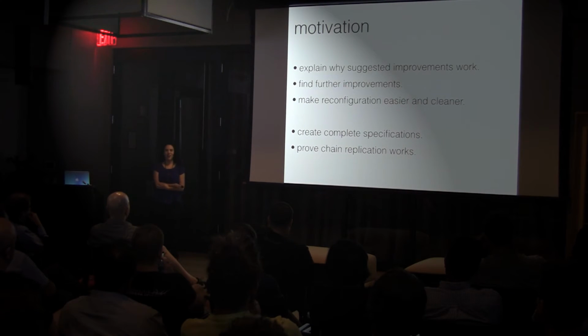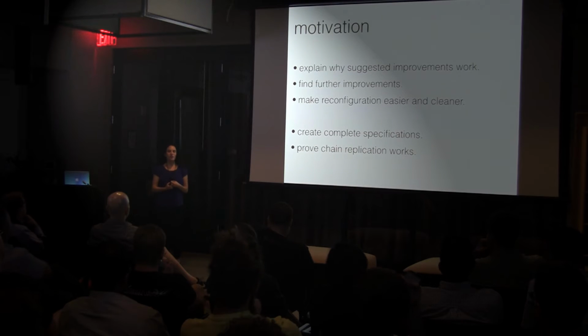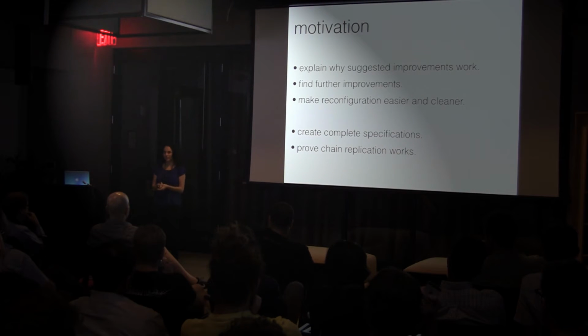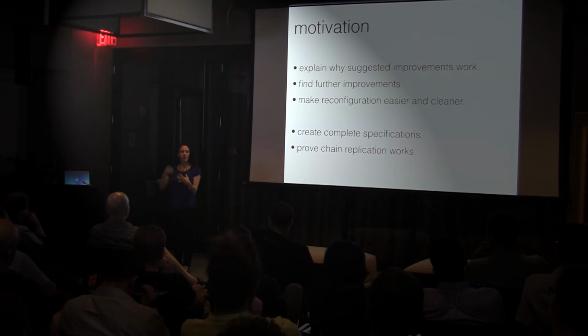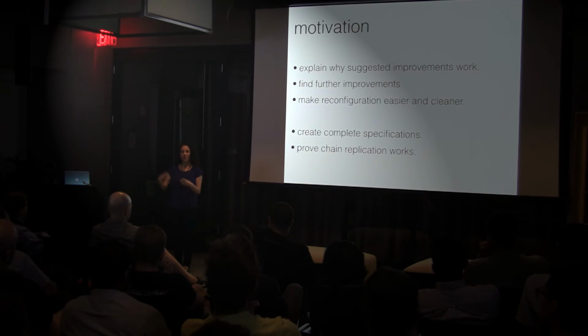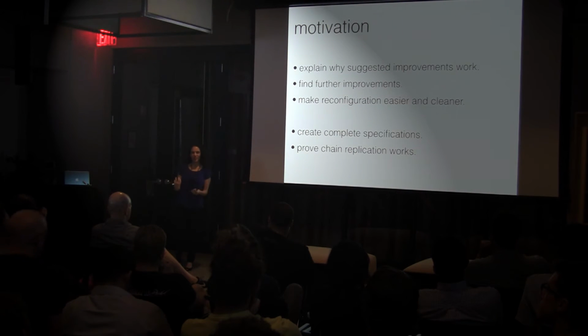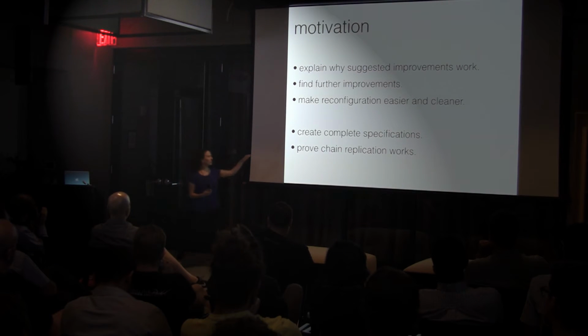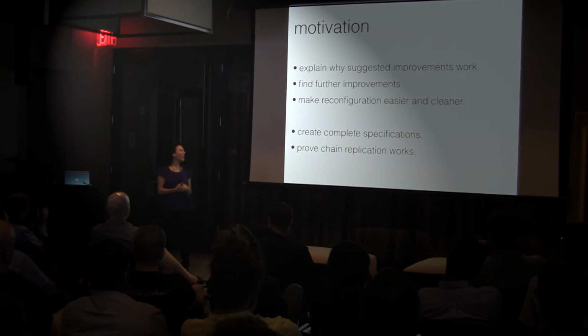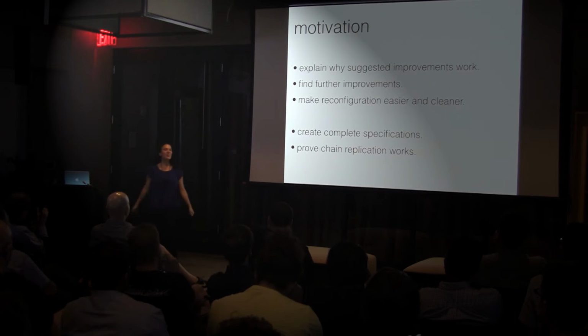The motivation is basically we want to explain why the improvements suggested by other people work. We want to find further improvements, if possible, one of them being making reconfiguration easier and cleaner. And two more is creating a complete specification of the client and the server that is replicated with chain replication. By specification, I mean we model the state and all the state transfers and how things change. And then we prove using these specifications that it works. The last two bullets are not in this talk because that's more theoretical and boring for a talk, but I will show it with images and give you the idea, which I think is the cooler part anyway.